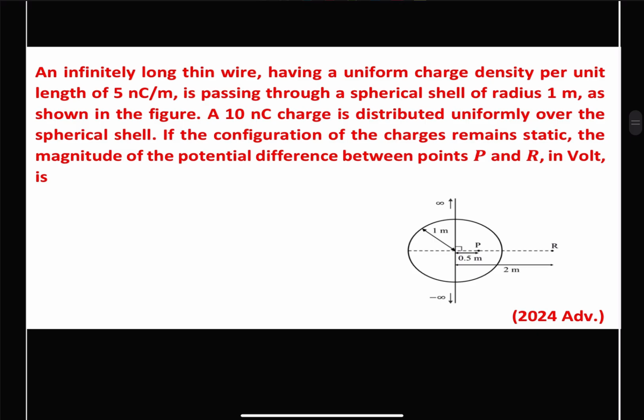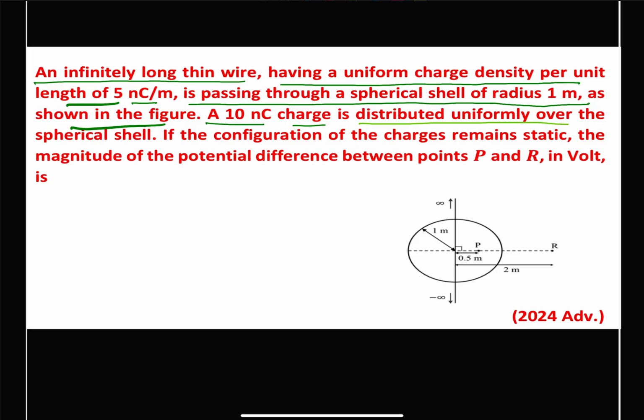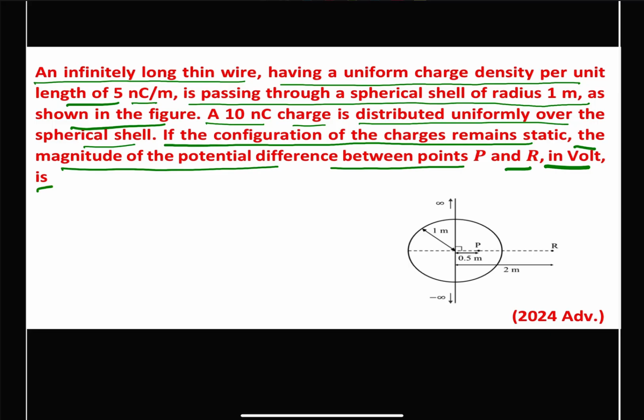It states that an infinitely long thin wire having a uniform charge density per unit length of 5 nanocoulomb per meter is passing through a spherical shell of radius 1 meter as shown in the figure. A 10 nanocoulomb charge is distributed uniformly over the spherical shell. If the configuration of the charges remains static, the magnitude of the potential difference between the points P and R in volts is. So the basic figure is given to us. We have a spherical shell and a straight wire.